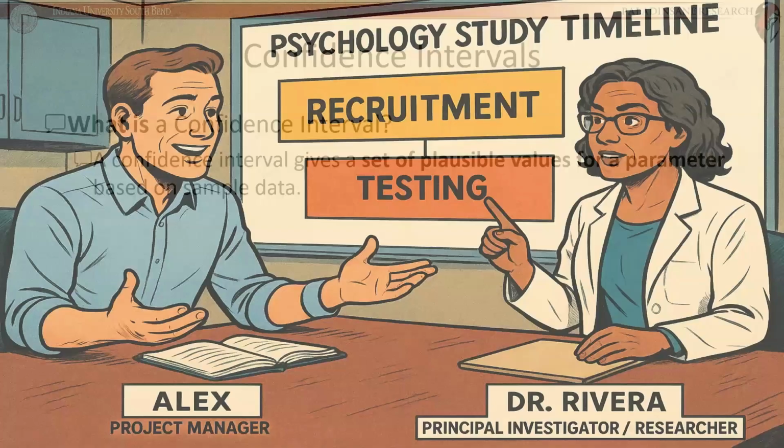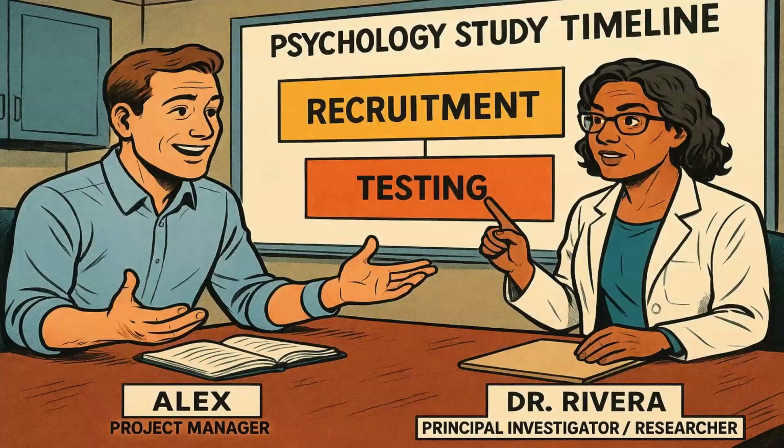All right, so let's set this up with a scenario. In this scenario, there is a psychology study that is going to be done. This is a rather large scale study. So in order to manage this study, Dr. Rivera, who's the principal investigator, calls in Alex, a project manager, and she's going to have him manage the phases of this study, which are the recruitment and the testing.